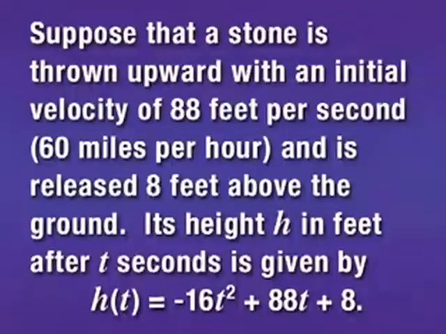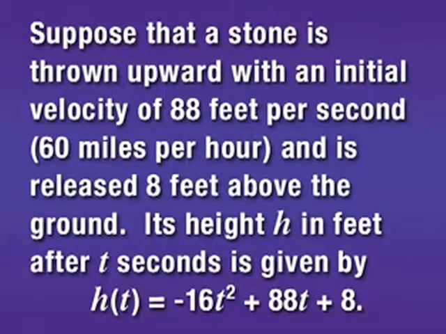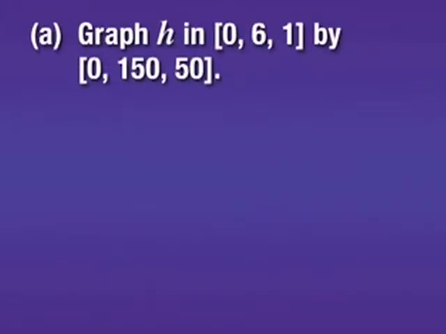Suppose that a stone is thrown upward with an initial velocity of 88 feet per second, which is 60 miles per hour, and is released 8 feet above the ground. Its height h in feet after t seconds is given by h(t) = -16t² + 88t + 8. A. Graph h in a [0, 6, 1] by [0, 150, 50] window.